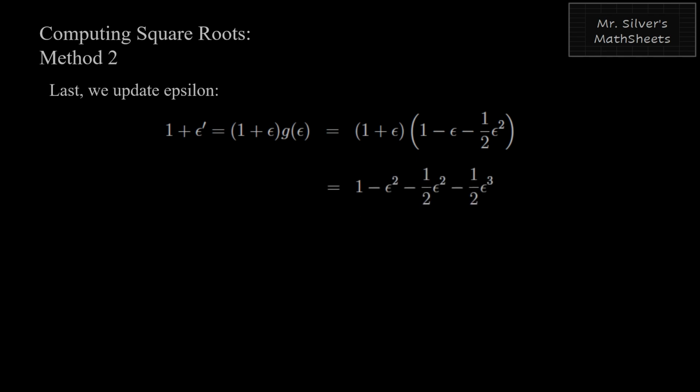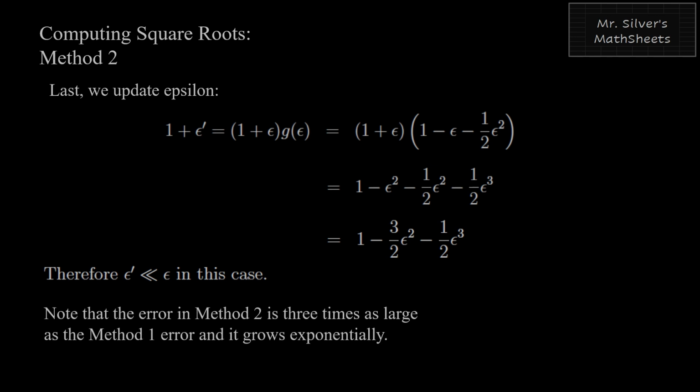Let's update epsilon. Epsilon prime is equal to roughly minus 3/2 epsilon squared. And that will turn out to be small, but it's much bigger than it was in method 1. And as you'll see, it does make a difference. It may take a little longer for it to converge. Let's go to the spreadsheet and see how it works.